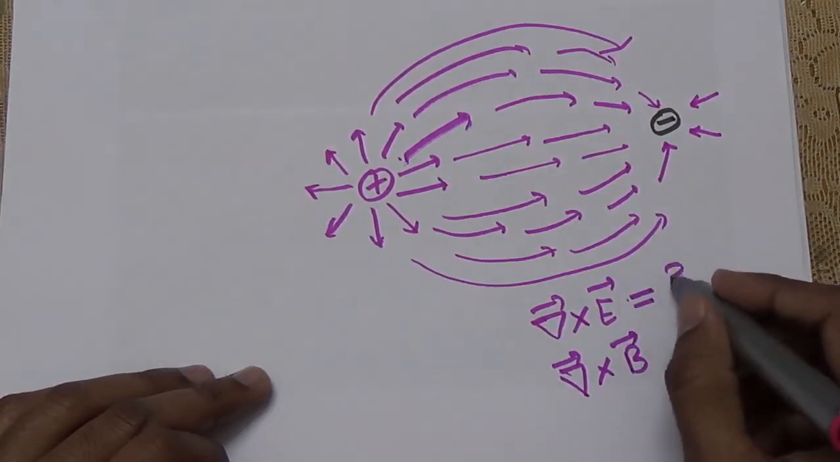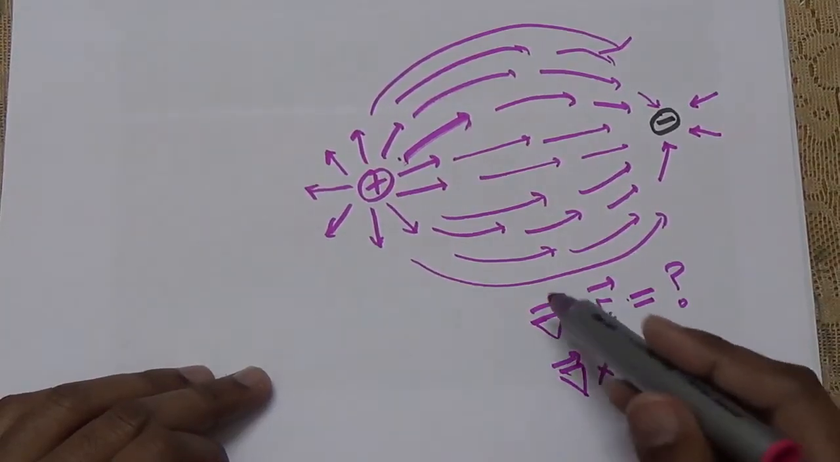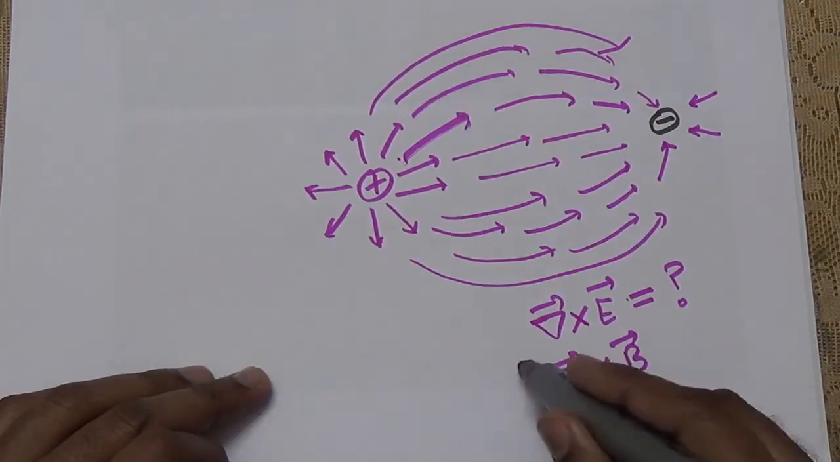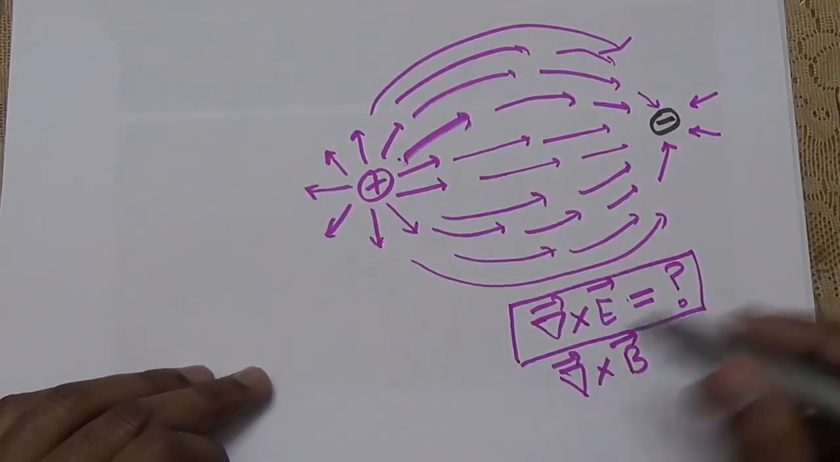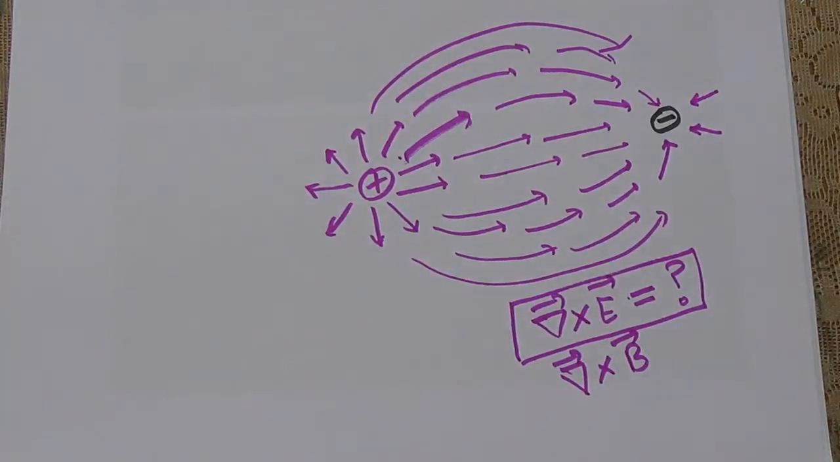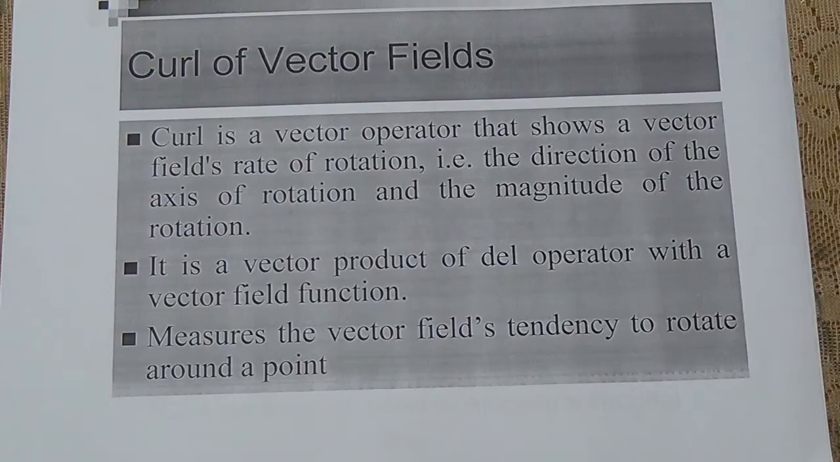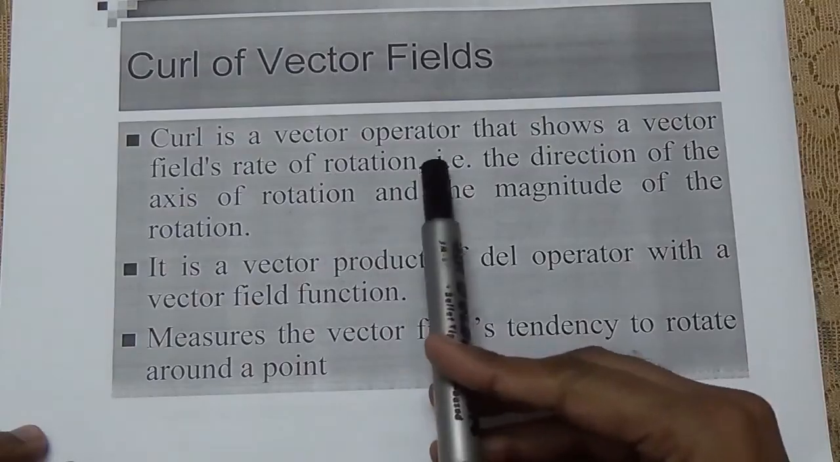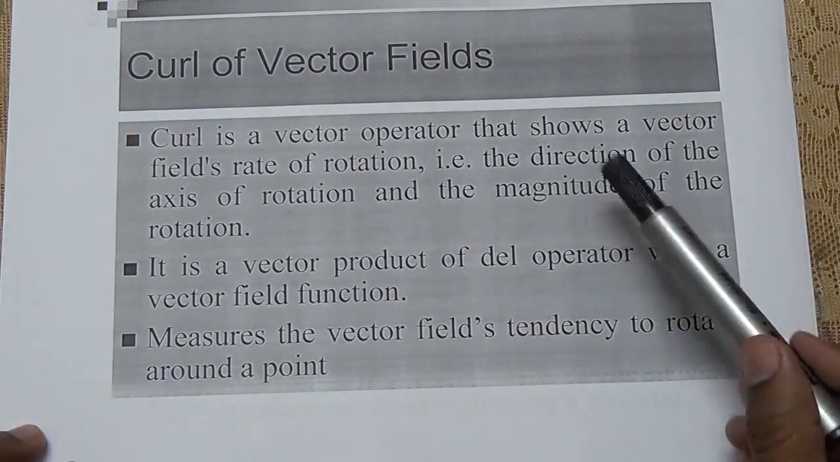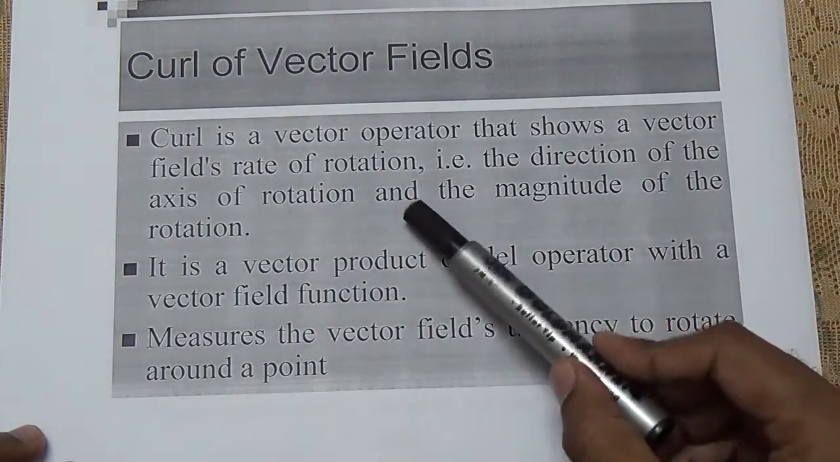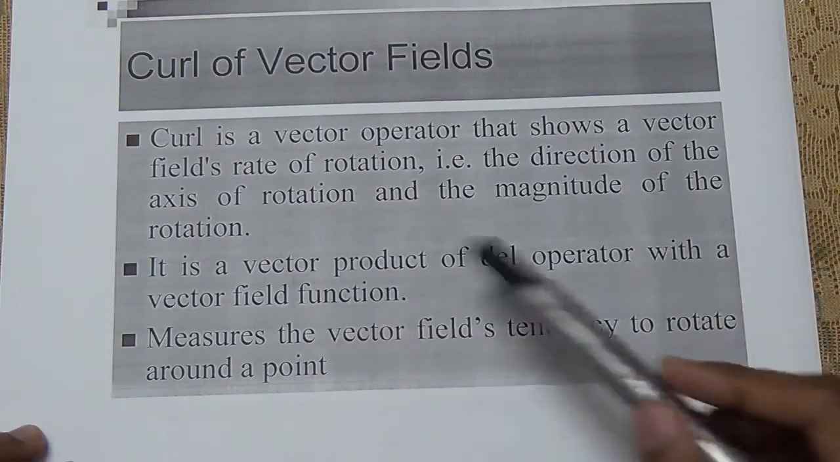So what is the interpretation of the curl operator when this operator operates on any vector field function? In case of del cross E, what will be the result and what will be the physical meaning of this result when we take the curl? So curl is a vector operator that shows a vector field's rate of rotation. With the help of this we can find out the rotation of the field and its rate, and in addition to the direction we can find out the magnitude also. So curl is a vector operator that shows a vector field's rate of rotation, the direction of the axis of rotation and the magnitude of the rotation.